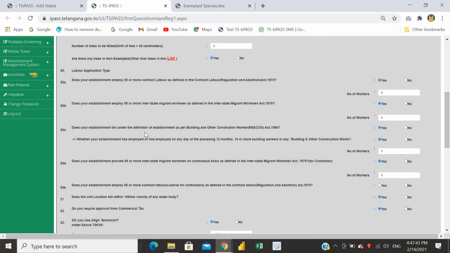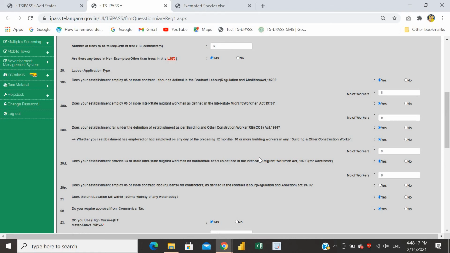Does your establishment employ 5 or more contract labor? Why is this question there? The Contract Labor Act applies only to an establishment if it employs more than 5 people. So if we say no, the Contract Labor Act doesn't apply to our establishment. But I am giving yes, and I am giving the number of workers as 8. Does your establishment employ 5 or more?